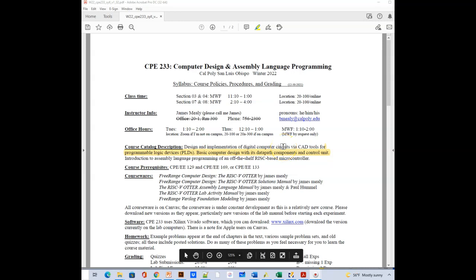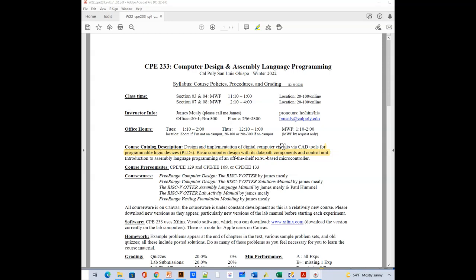This is CPE 233. This is the syllabus for winter 2022. This is the overview of the syllabus. So I'm teaching two sections. I'm actually teaching four sections, which is two courses, 3 and 4, and section 7 and 8. So I call 3 and 4 the morning section, and 7 and 8 the afternoon section.